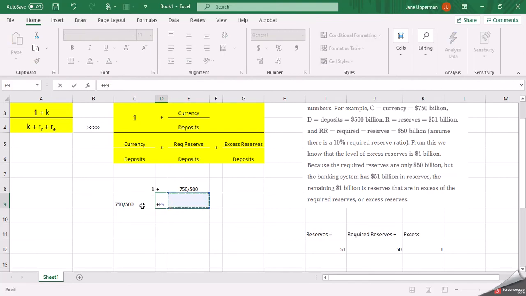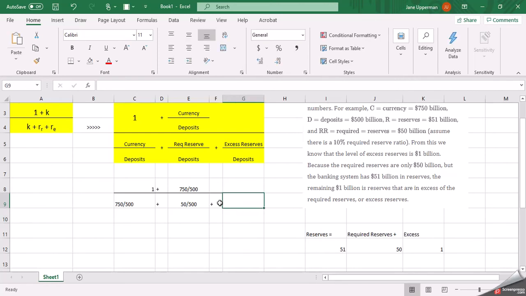Then we're going to add to that our required reserves divided by the deposits. Again, our required reserves is the 50 billion, and our deposits are the 500 billion. And finally, our last one is the excess reserves, which is the 1, divided by the deposits, which is 500.